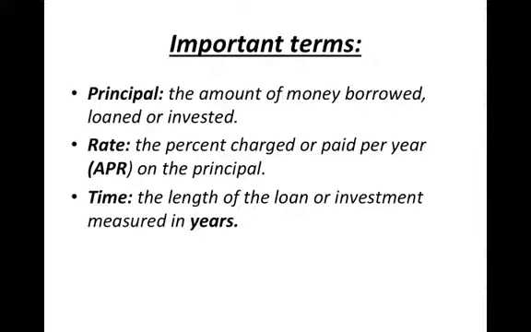Some important terms for you to know: whenever people are talking about investments, the principal is the amount of money either borrowed, loaned, or invested. It's the initial amount. The rate that people refer to is the annual percentage rate, APR, and it's the percent charged or paid per year on the principal. Since this is in terms of years, the time has to be expressed in terms of years. When they talk about the time of the loan, that's the length of the loan or investment.